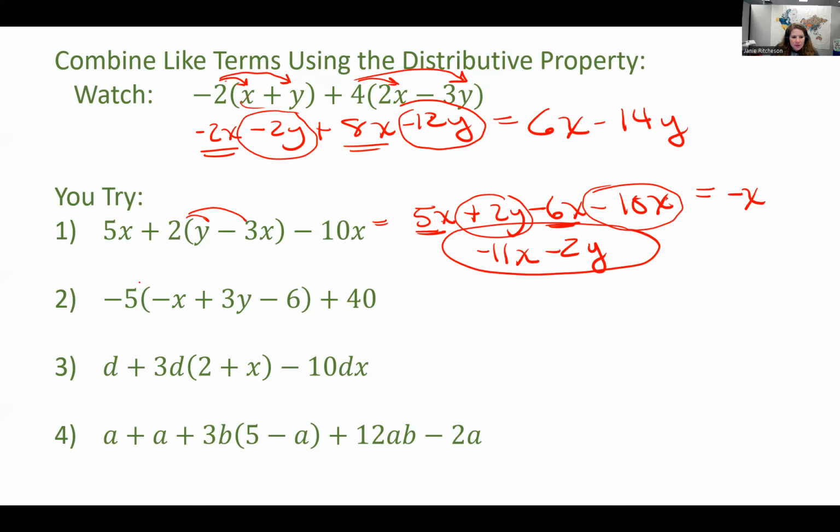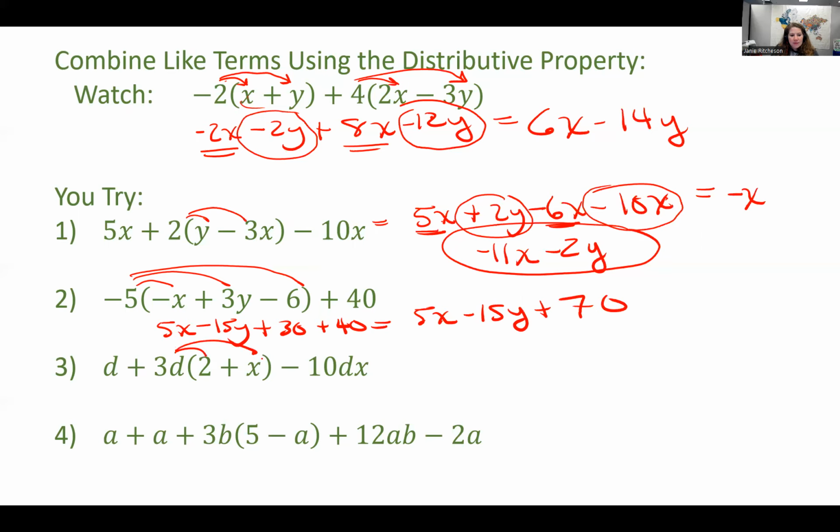Okay. So then we're going to distribute. So negative times a negative is a positive. Negative 5 times 3y is negative 15y. Negative 5 times negative 6 is positive 30. And then when we combine like terms, we get 5x minus 15y plus 70.